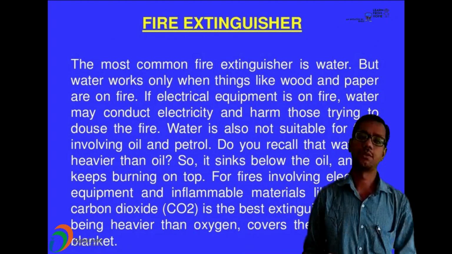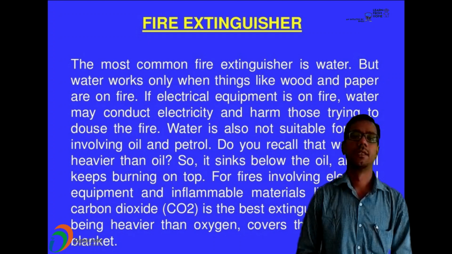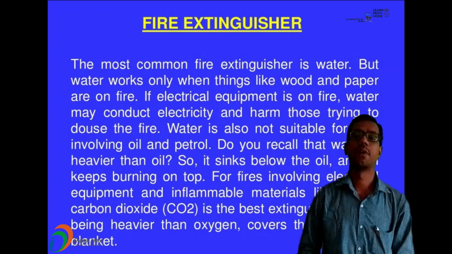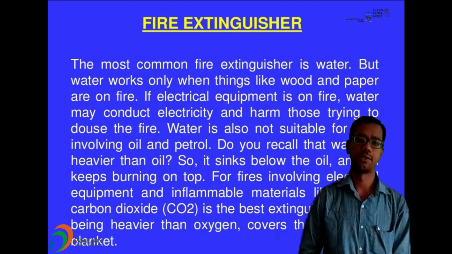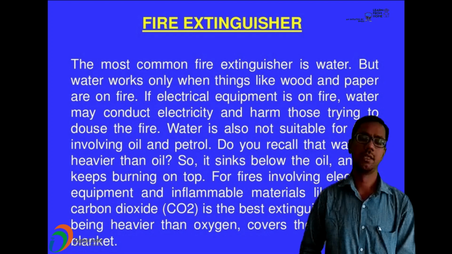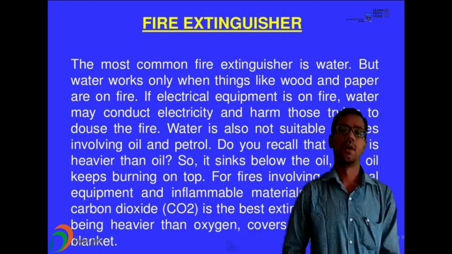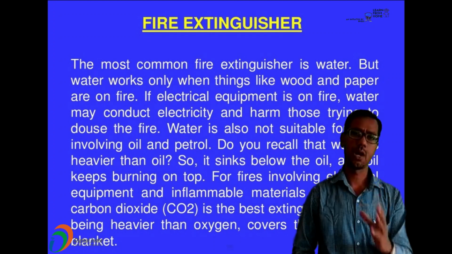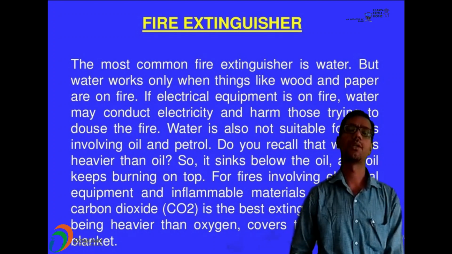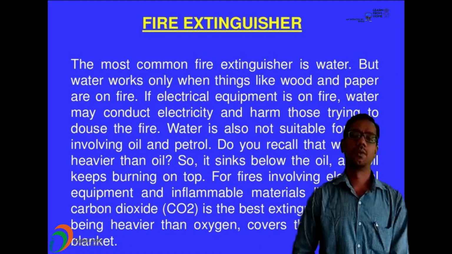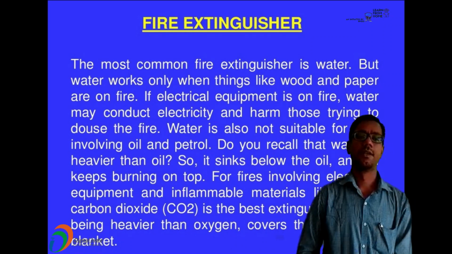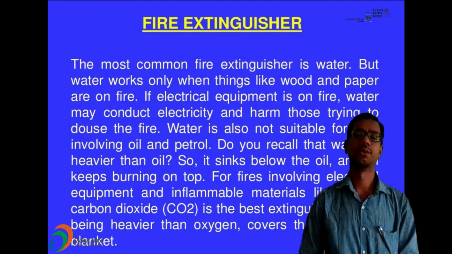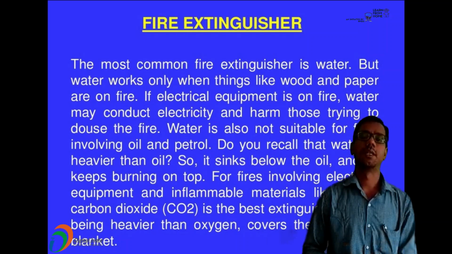So how can we control the fire? Yes, fire extinguishers. There are different types of fire extinguishers: water fire extinguisher, soda acid type of fire extinguisher, or we can also say acid base type of fire extinguisher. So how do these fire extinguishers play an important role in controlling fire? The most common fire extinguisher is water. This is common. If we don't have anything, then we can simply use water.